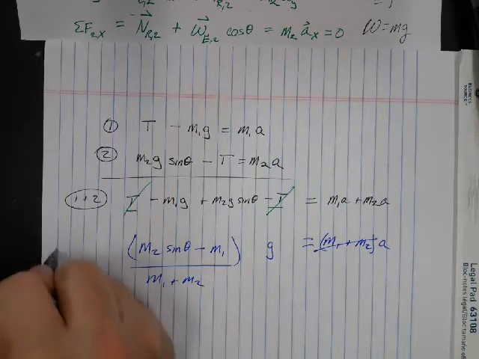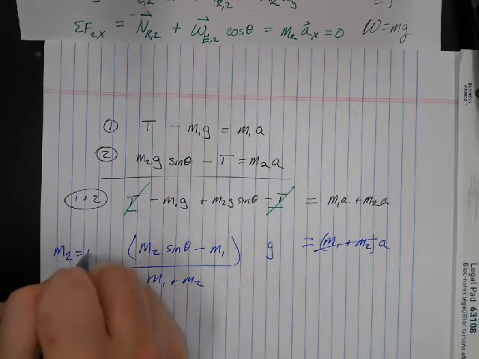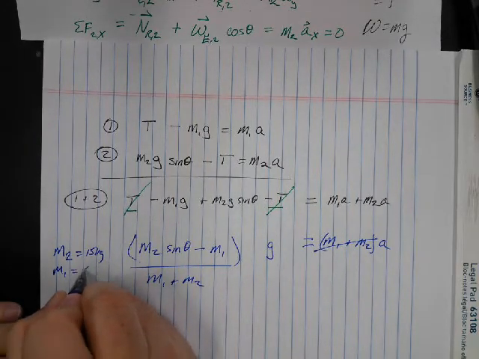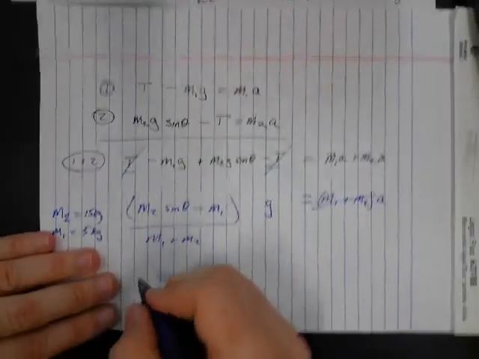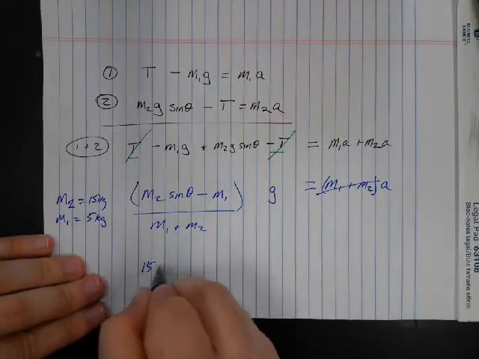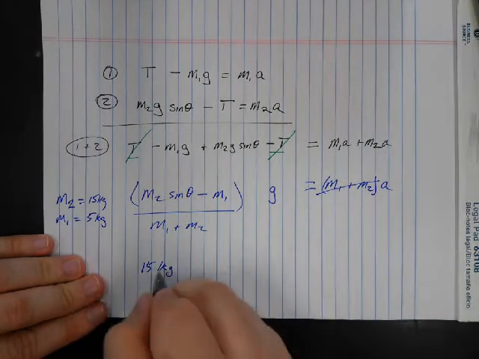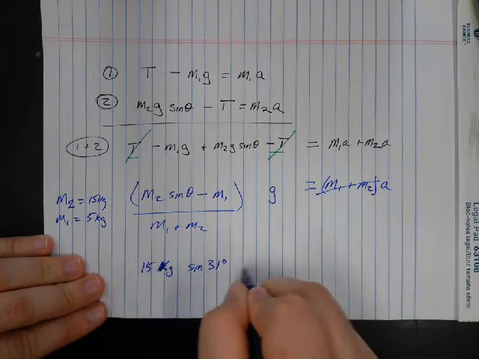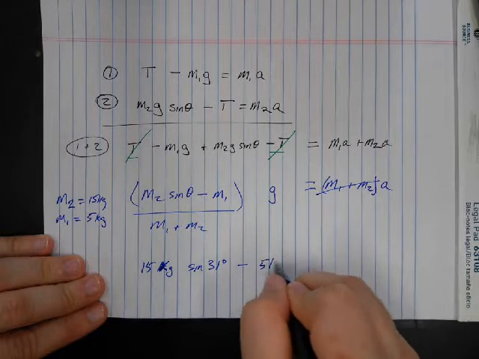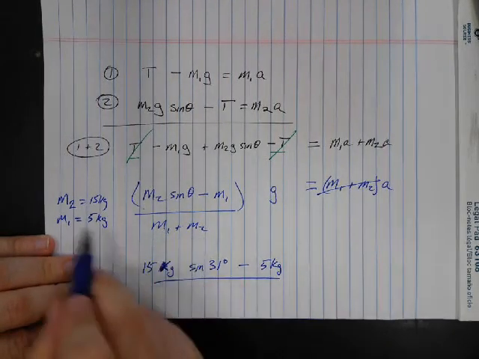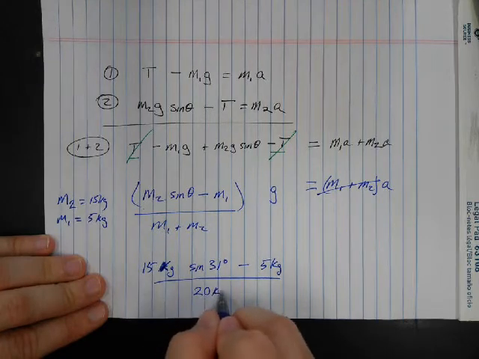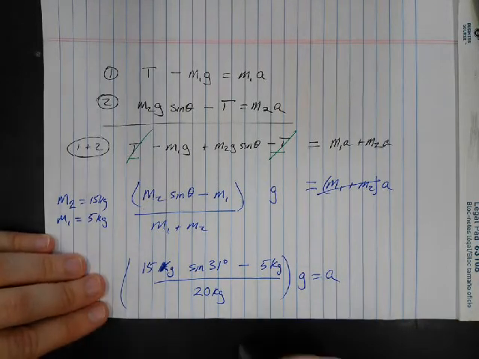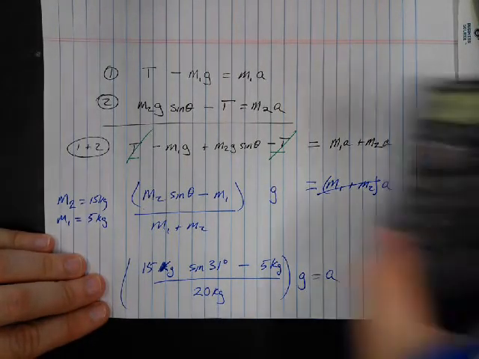Now we can use mass 2 is 15 kilograms, mass 1 is 5 kilograms. And so what we'll have is 15 kilograms times sine of 31 degrees minus 5 kilograms, over mass 1 plus mass 2, adding these up, so it's 20 kilograms. So that whole thing times g is a. And then we can figure out what this stuff in the parentheses is.